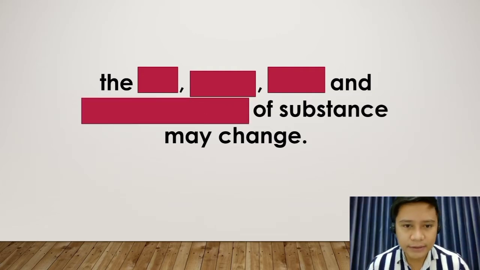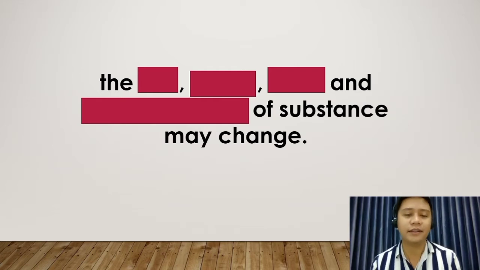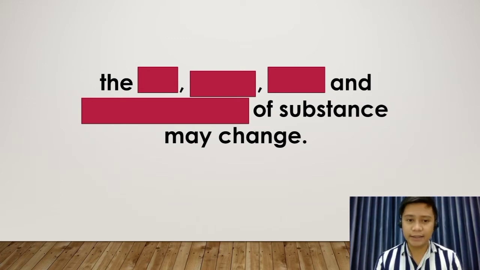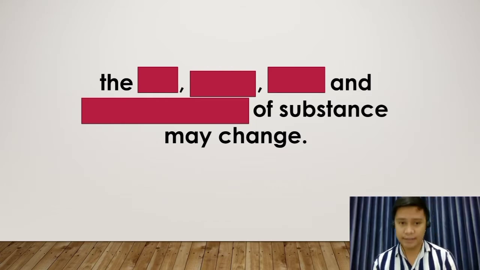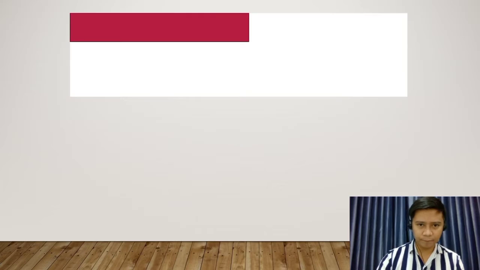Now let's try to answer this one. What is physical changes? One, two, three. The size, shape, color, and states of matter of a substance may change. Okay, very good. How about you again? One, two, three. Physical changes: the size, shape, color, and states of matter of a substance may change. Very good.